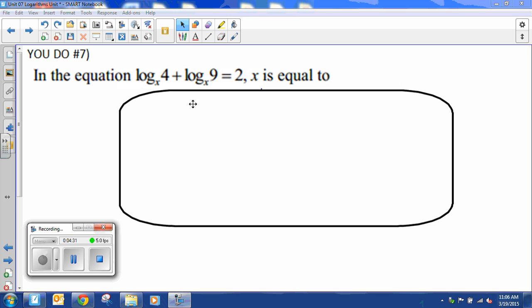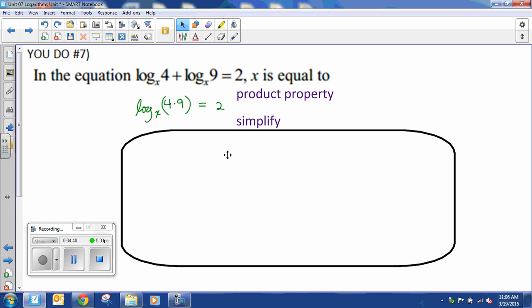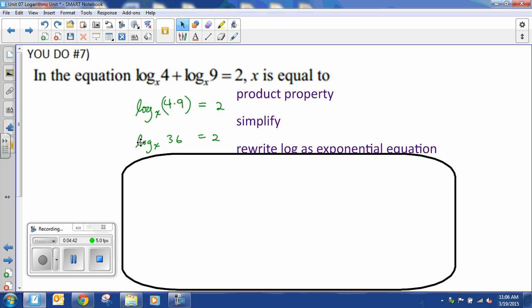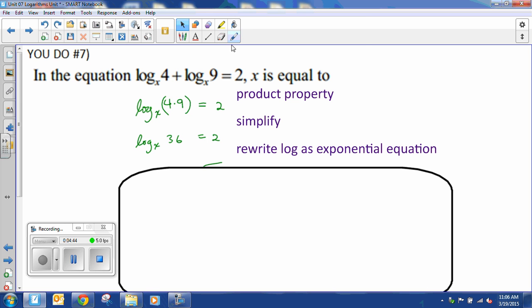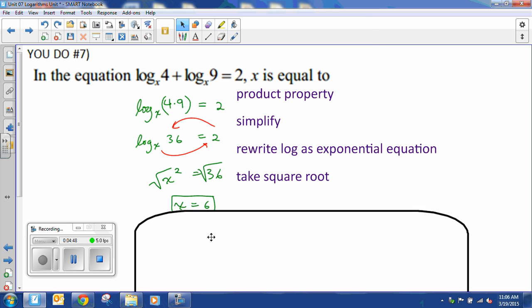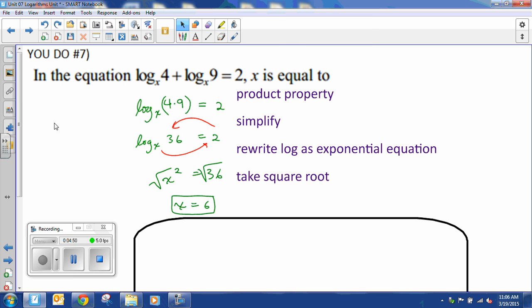You do number 7. As you can see, log base x of 4 plus log base x of 9. We use the product property, so it's 4 times 9. It's 36. We go around the world. X squared equals 36. Square root of both sides, and x equals 6.